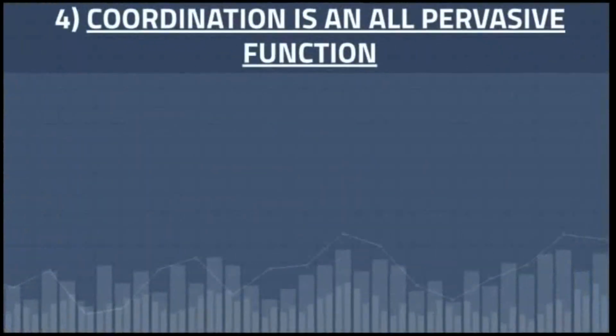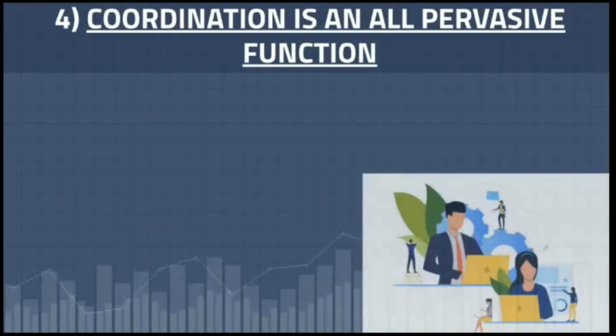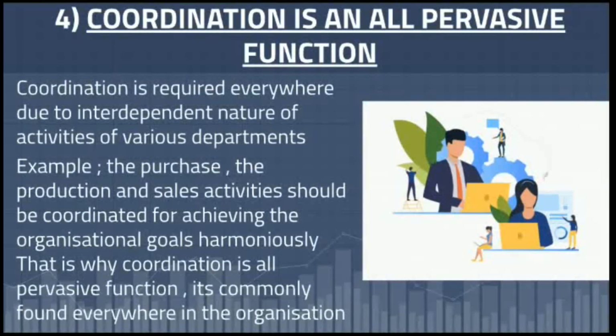The next feature of coordination is that it is an all-pervasive function. Pervasive function means it is found everywhere, it is required everywhere, it is common everywhere, it is practiced everywhere. So coordination is required everywhere due to the interdependent nature of activities of various departments. For example, the purchase, the production and the sales activities should be coordinated for achieving the organizational goals harmoniously. That is why coordination is an all-pervasive function. It's commonly found everywhere in the organization. It has to integrate the efforts of different departments and different activities that are taking place in different departments, and that is why it is an all-pervasive function. It is there commonly in every level and every department.